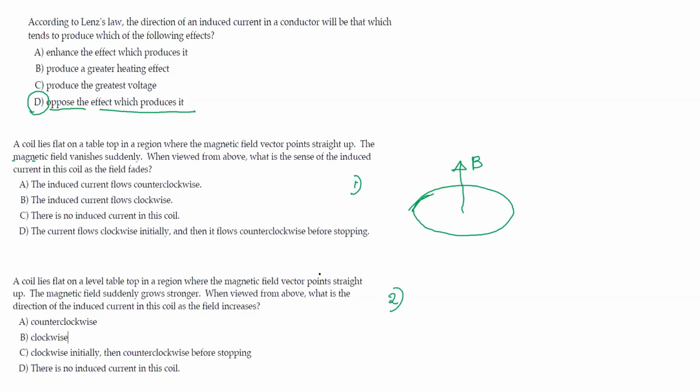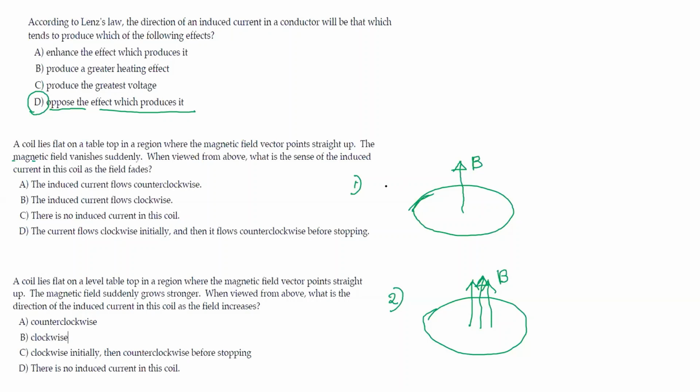In this one, what's happening? So still you have the magnetic field this way, but your magnetic field grows stronger and stronger this way. So you all are going to tell me what is going to happen to your induced current. Which way will be your induced current?